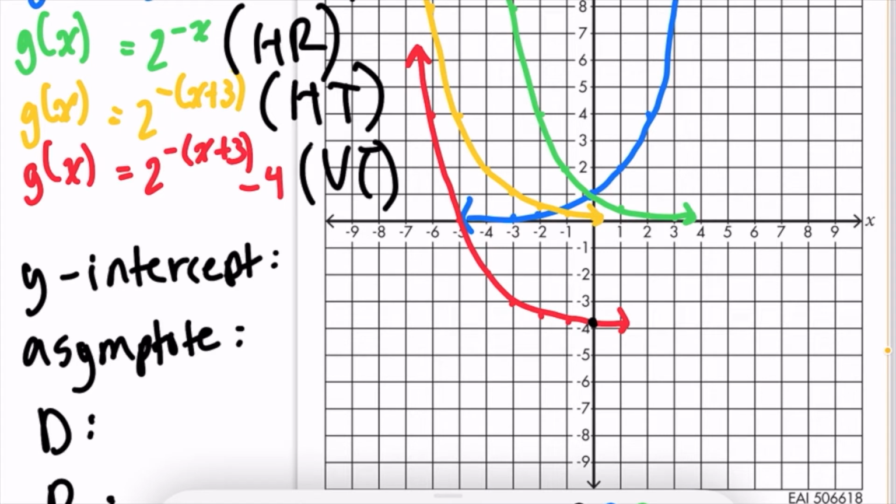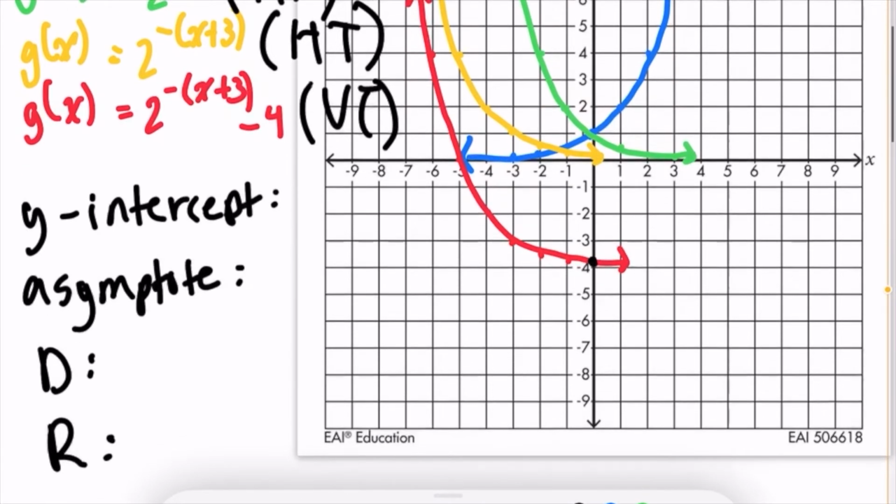And so the first way, algebraically, is where you can substitute x equals 0 into this equation right here and calculate g of x. And so if we substitute, we can say 0 plus 3 is 3, and so it becomes negative 3. 2 to the power negative 3 is 1 over 2 to the power 3, which is 1 over 8, which is 0.125.